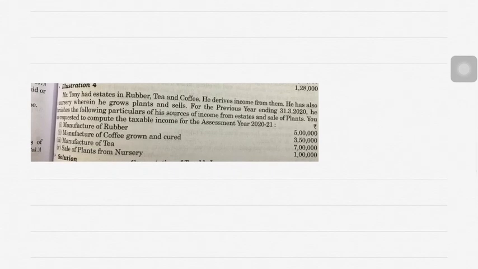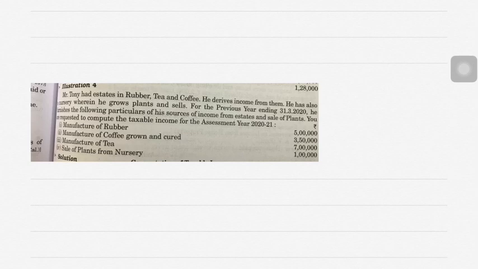Mr. Tony has an estate in rubber. So he is growing rubber and manufacturing it also. So now your income is partly agricultural income and partly non-agricultural income. Correct? Okay. And he is growing tea and coffee as well, so he derives income from them. He has also a nursery wherein he grows plants and sells. Income from a nursery is an agricultural income. When you grow plants and when you sell the plants, it is still an agricultural income. So the whole income from nursery will be considered as agricultural income.